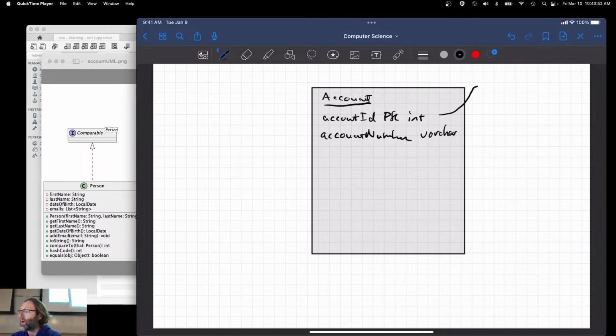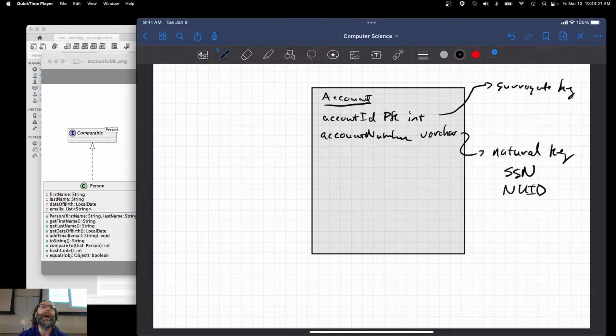One of them is going to be what's called a surrogate key. And the other one is going to be what's called a natural key. A natural key example would be, how do we identify a person in the United States? Social Security number. How do we identify a person here at UNL or in any of the NU system? NUID. Those are called natural keys because that's a natural way to go. Lexicographic order is natural order. Ascending order for numbers, that's natural order.